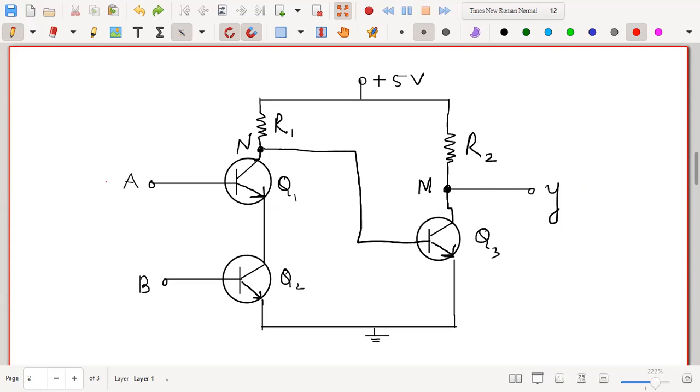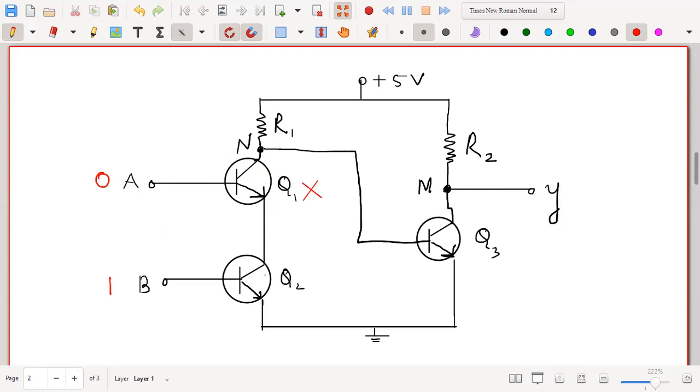Let us assume that A is 0 potential and B is 1. So I'm giving 0 potential to A, that means to the base of this transistor Q1, which is an NPN transistor. So this will not properly forward bias the transistor. That means the transistor Q1 will not work.